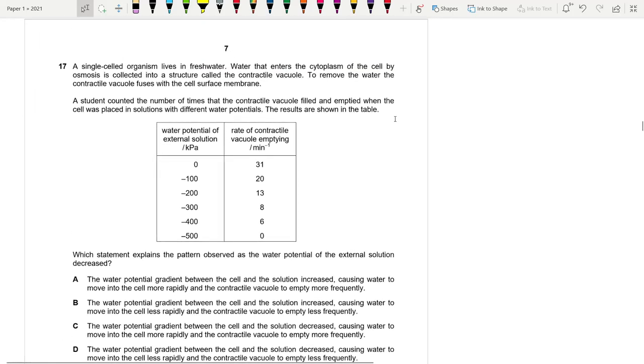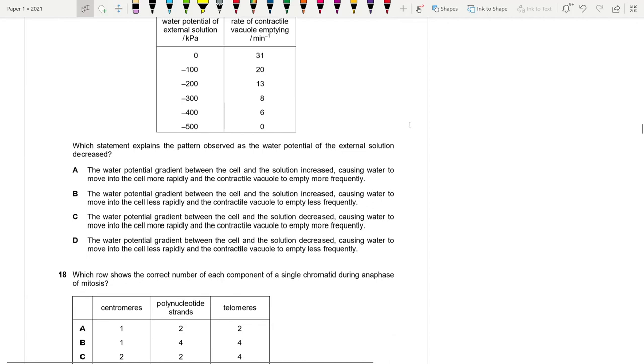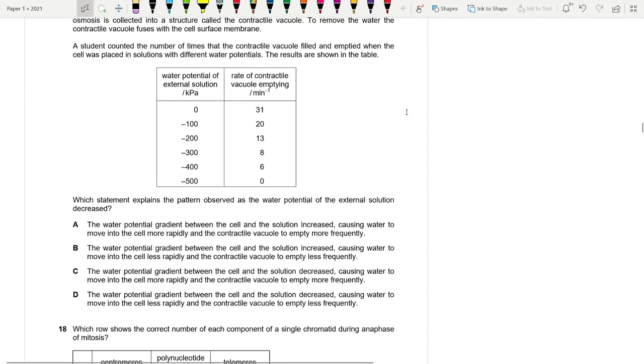Water that enters the cytoplasm of the cell by osmosis is collected into a structure called the contractile vacuole. To remove the water, the contractile vacuole fuses with the cell surface membrane. A student counted the number of times that the contractile vacuole filled and emptied when the cell was placed in solutions with different water potentials. The results are shown in the table. Which statement explains the pattern observed as the water potential of the external solution decreased? Let's see. The water potential gradient between the cell and solution increased, causing water to move into the cell more rapidly and the contractile vacuole to empty more frequently.